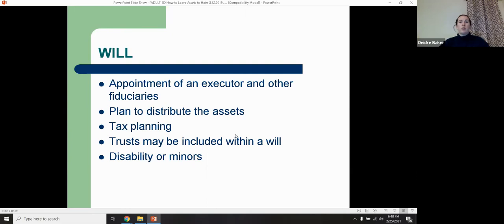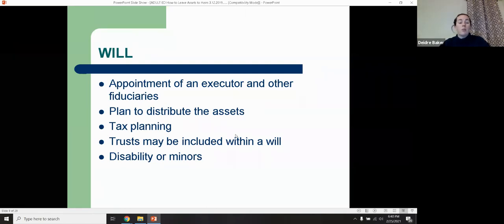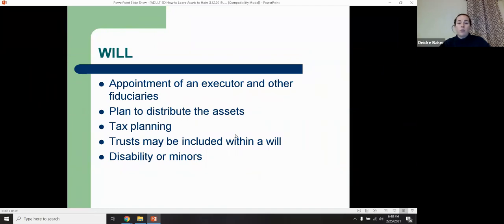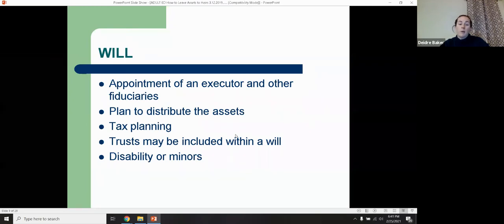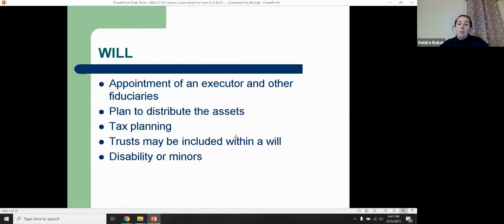And one thing to note is your will only controls assets that are in your name alone when you pass away, that don't have a joint owner and don't name a beneficiary. Because those assets, if you have them, will pass by operation of law, as we just discussed. So if your life insurance policy names your children, if your house is owned jointly with your spouse, and your retirement accounts name your spouse, if you have a will that says you leave everything to your niece, she won't get anything, because all of your assets are really going to pass by operation of law. But if you do in fact leave assets in your name alone and you leave behind a will, your will controls how those assets get distributed at your passing.